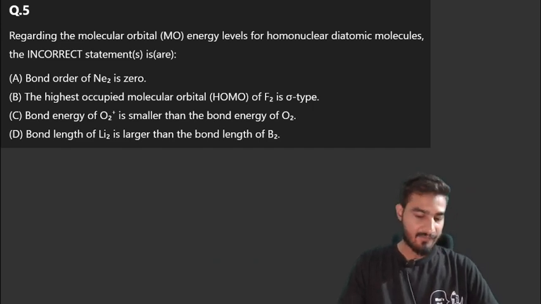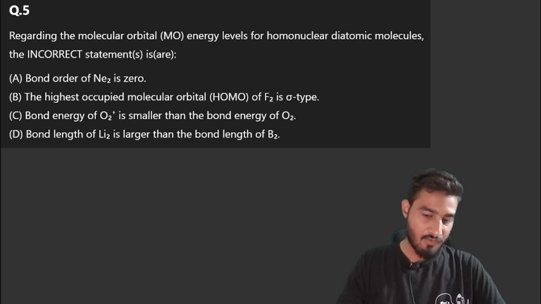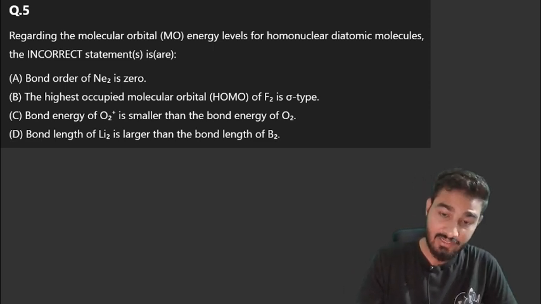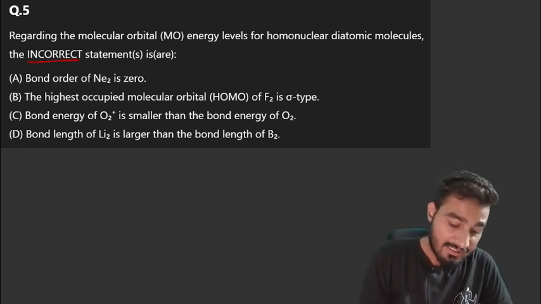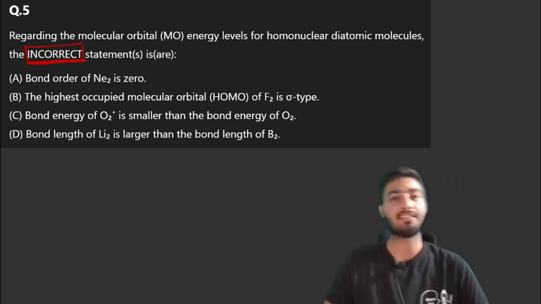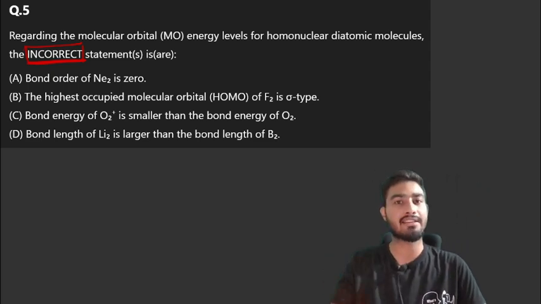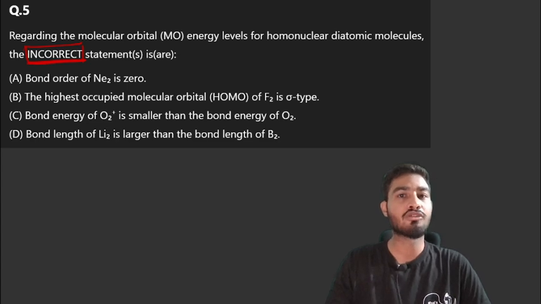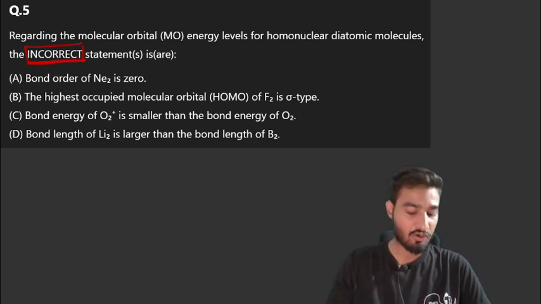Question number 5 that we have is regarding the molecular orbital, MO, energy level for homonuclear diatomic molecules. The incorrect statement, first of all, very important, is what they are asking. Sometimes we are very excited and we see the options: oh, it is correct, it is correct. But in the question we also have to see what is asked. The incorrect option is asked, right? So that we have to check.